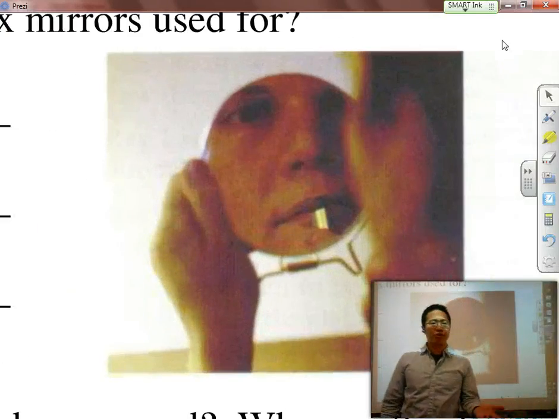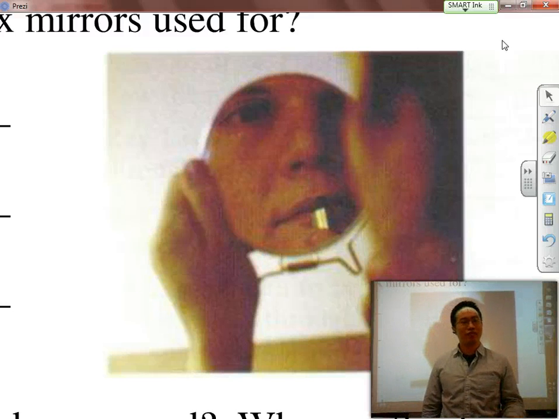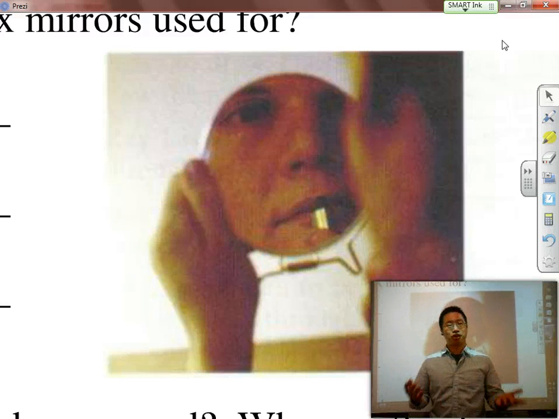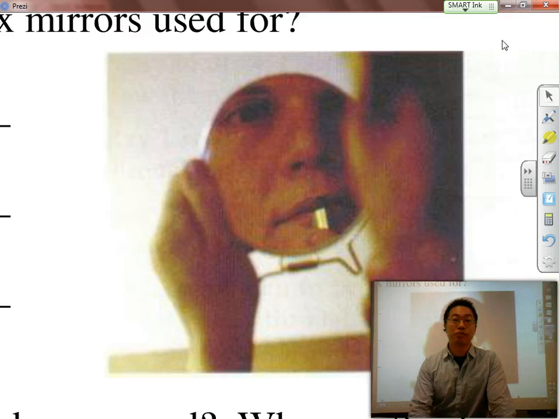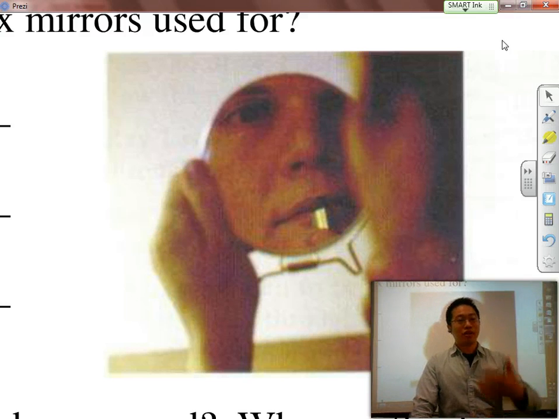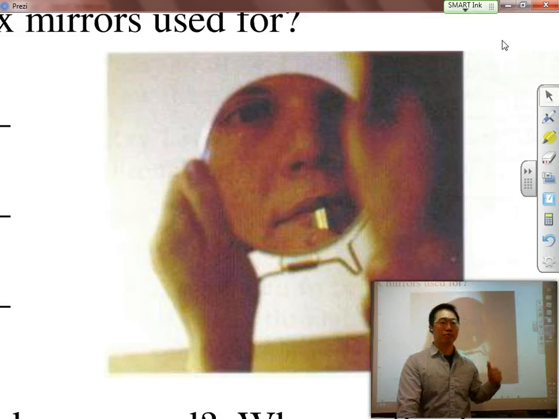Now, what are some actual uses for concave mirrors and convex mirrors besides creating a death ray? Well, the most common place you'll actually see a concave mirror, especially girls, is if you go to the makeup counter at Macy's. Because if you've ever noticed, when you go to the makeup counter and you look in the mirror, it shows you a magnified image of yourself, just like in the picture.